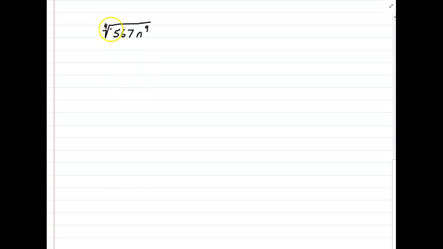So now we're going to look at the 4th root of 567 n to the 9th. Just like before, we're going to start with our birthday cake. Off to the side I'm going to write 567. Since this is an odd number, 2 won't go into it, so we're going to start with 3. And 567 divided by 3 is 189. And then we try 3 again.